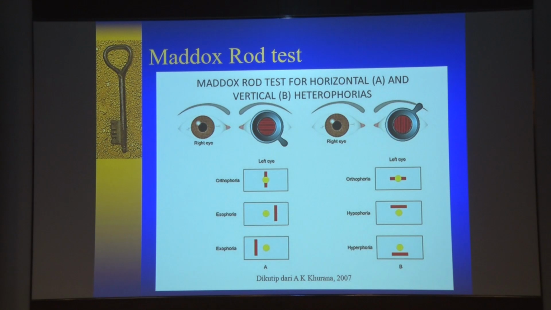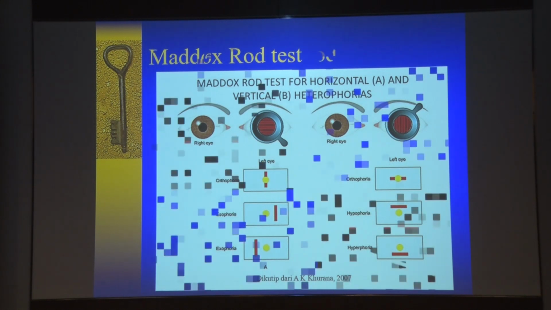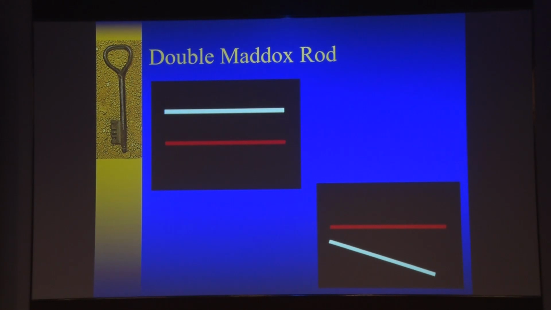Maddox rod test, okay? This is a subjective test to pick up phorias. One eye has a Maddox rod, and we show a vertical line. This is a dissociation. Both eyes get dissociated. You cannot fuse these two images, and so a phoria is revealed, which can be measured as well. So vertical as well as horizontal. A white Maddox rod in front of the right and the red in front of the left or whatever. The normal response is this, but if you have a torsion, this is it.